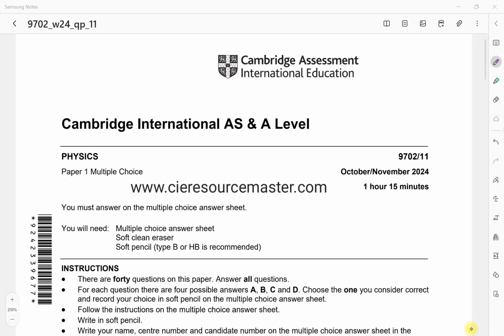Hey guys, my name is IBM, and today I would like to solve the October-November 2024 multiple choice questions. This is paper 1 multiple choice. This is going to be paper 1-1.